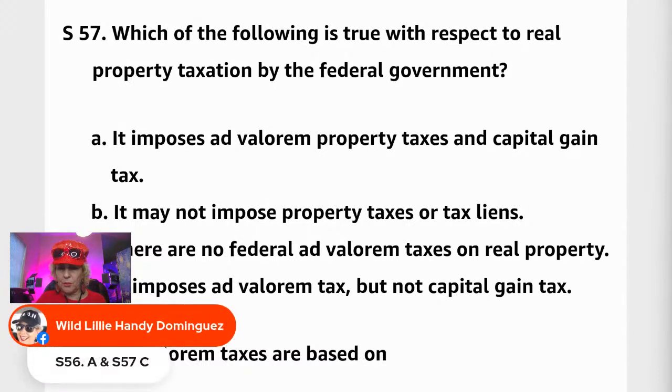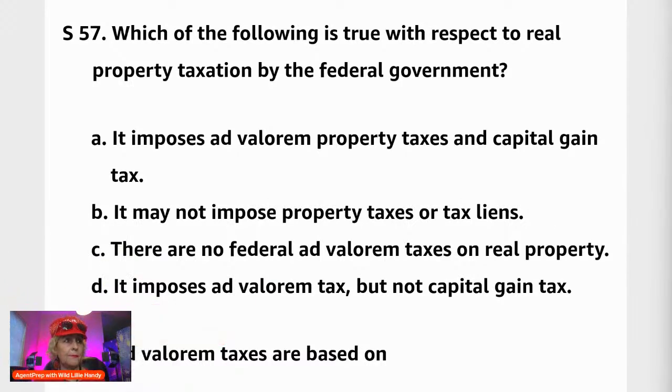So on Facebook, I hadn't typed the answer for 56. Colin says A. No, the federal government does not impose ad valorem property taxes. Those are the property taxes we pay every year. We can pay capital gains. So B is not correct because it says property taxes and tax liens. The federal government can't put tax liens on a property if our income taxes aren't paid.